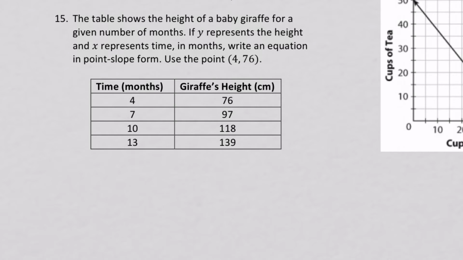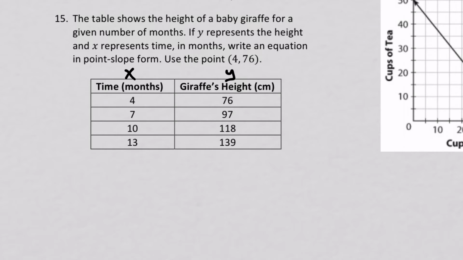Okay, number 15. The table shows the height of a baby giraffe for a given number of months. If y represents the height and x represents time in months, write an equation in point slope form. Use the point (4, 76). Okay, so I need to label these x and y first before I do anything else. Y represents the height, which means that this is y over here, the right column. X represents the time, which is this one, so that's x. It's going to help me actually write the point slope form, and that way I don't get confused on which one's which.